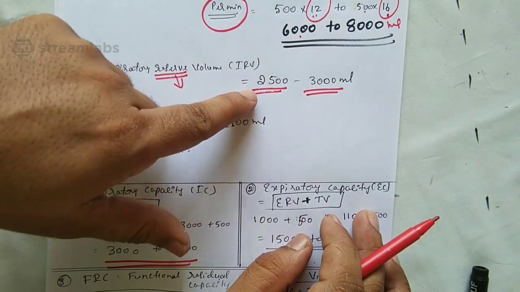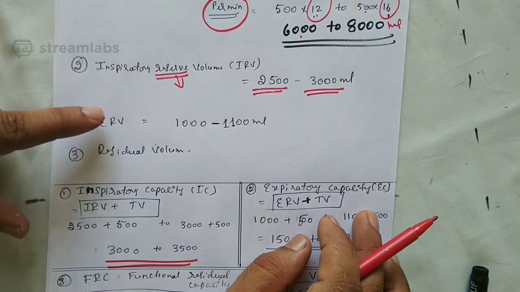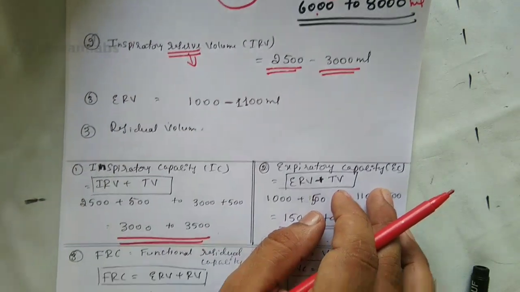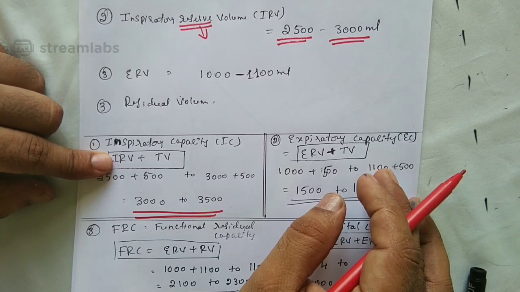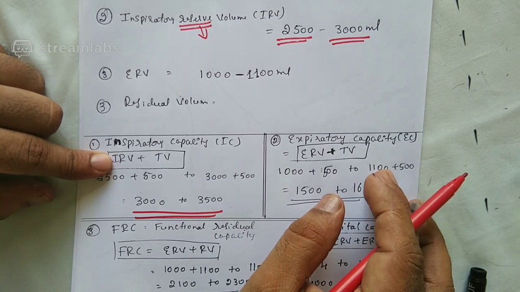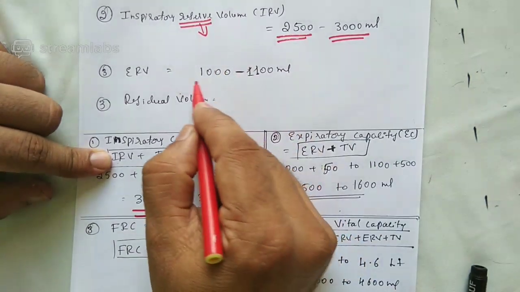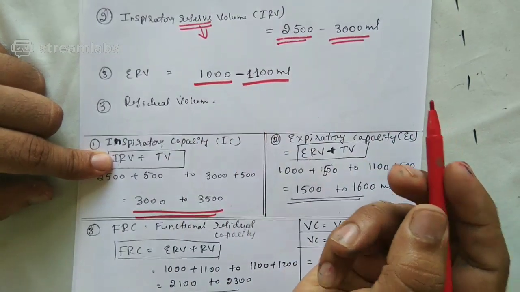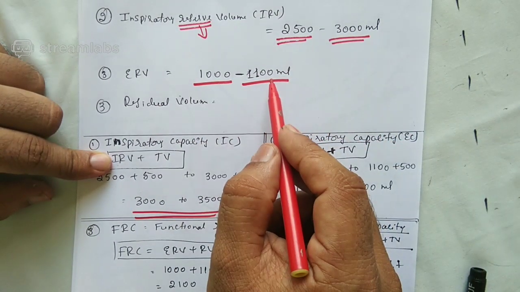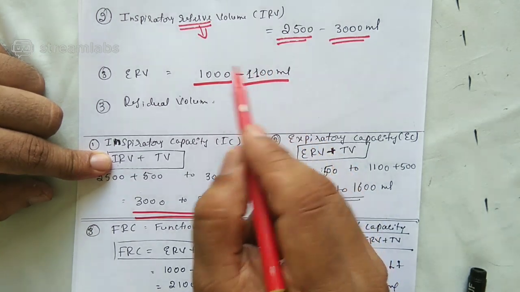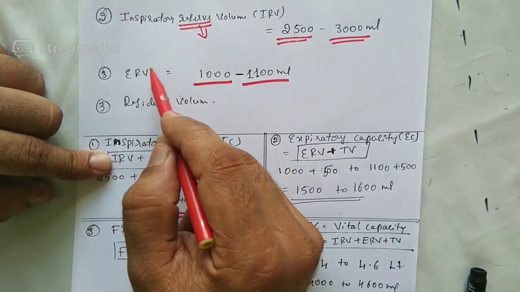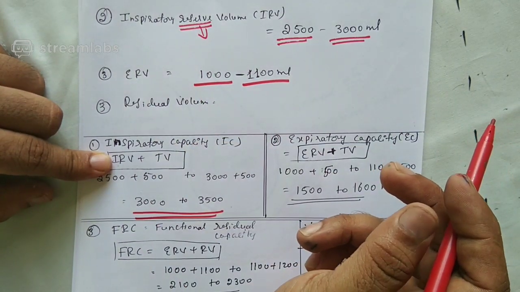Inspiratory reserve volume is more compared to expiratory reserve volume. What is expiratory reserve volume? The volume of air a person can expire during forcible expiration. When he is forcibly expiring, then 1000 to 1100 ml of air goes outside. Is it including 500? No, it's excluding 500. Remember that. So IRV and ERV both are excluding 500, meaning tidal volume.